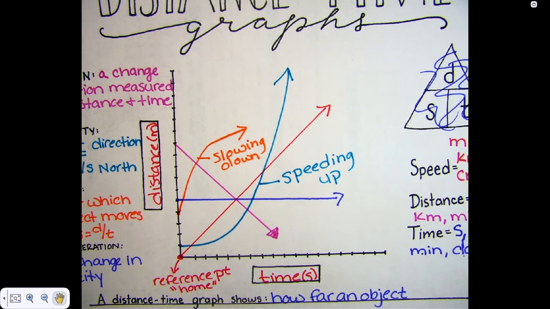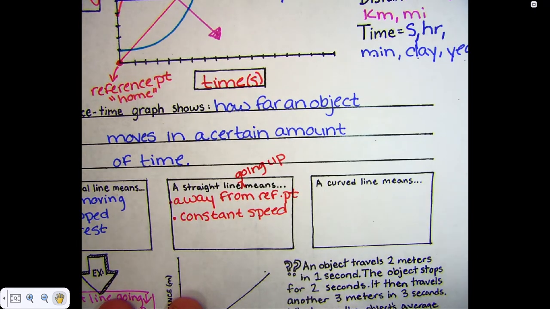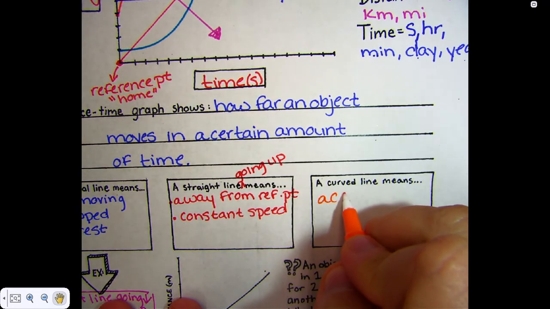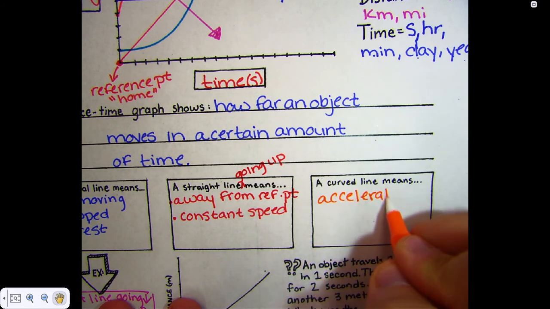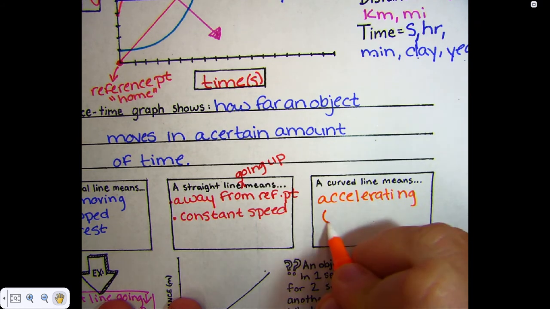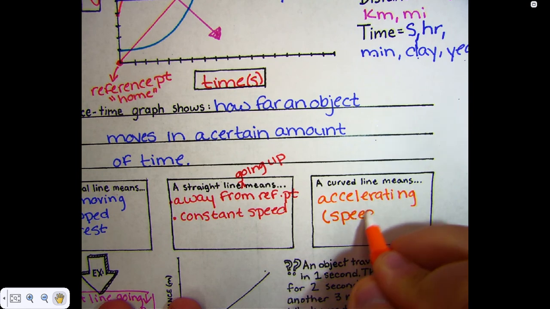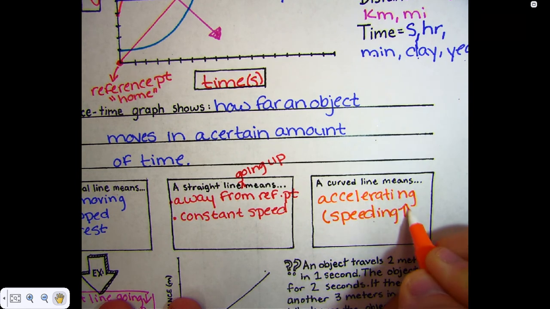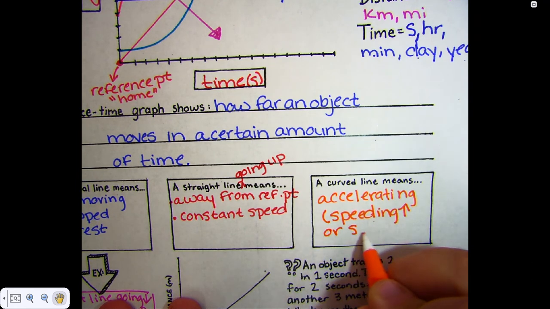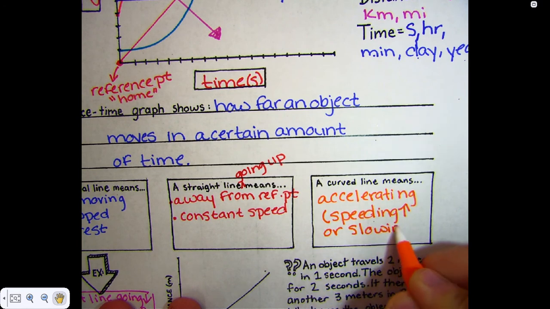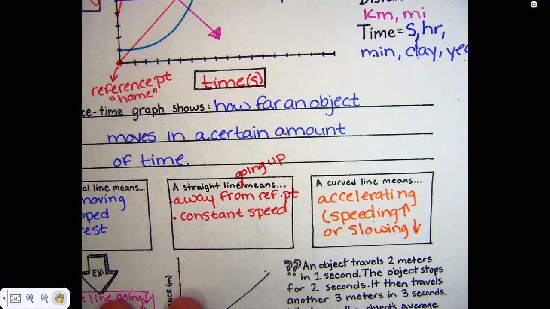Okay. So what does the curved line actually mean? It means that I am accelerating. I am either speeding up or I'm slowing down. Okay, either one, and you've got both lines there.